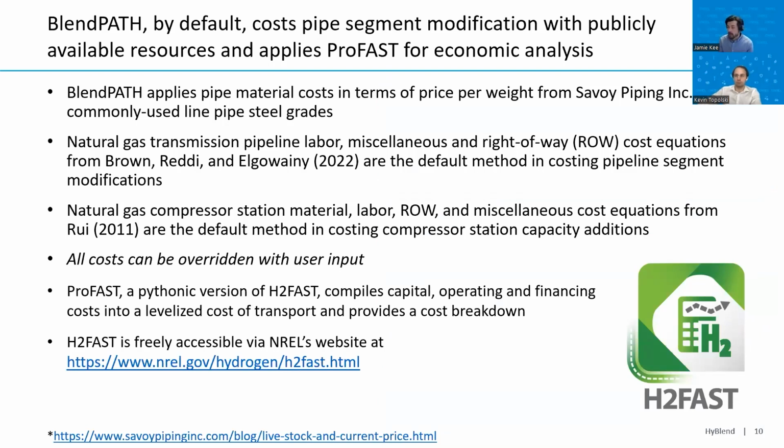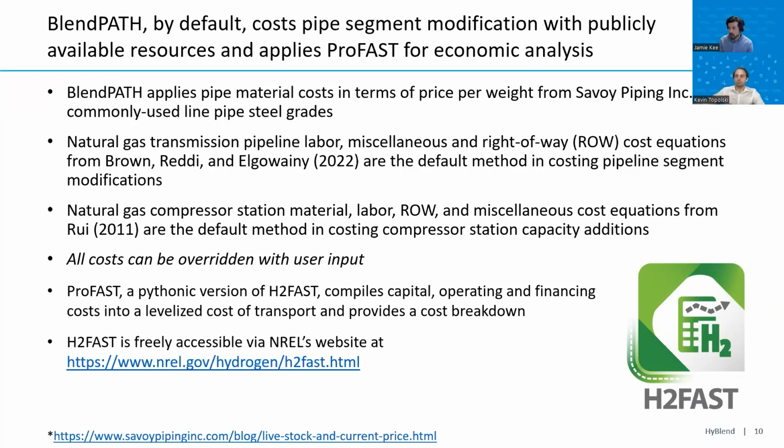After modifying the pipe, we perform an economic analysis such that we can compare the levelized cost of transport. BlendPATH uses publicly available resources to cost out the pipe and compressor stations. For the pipe, we consider material, labor, miscellaneous, and right-of-way cost equations.